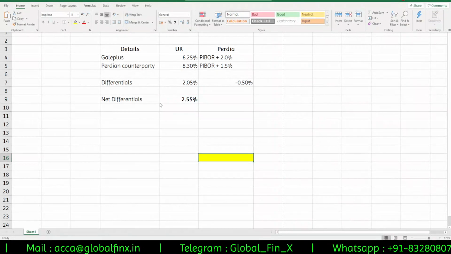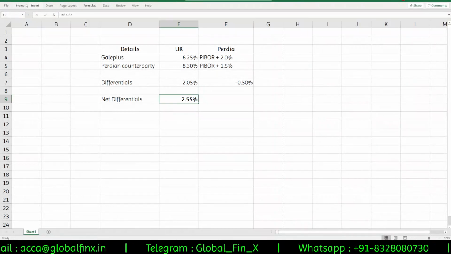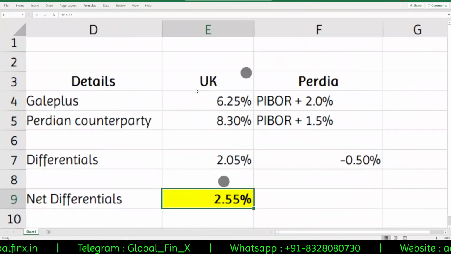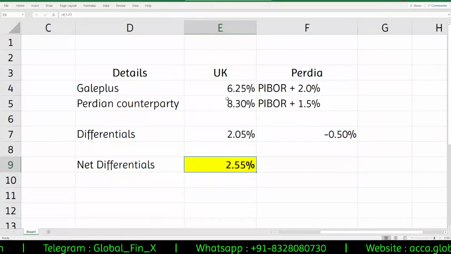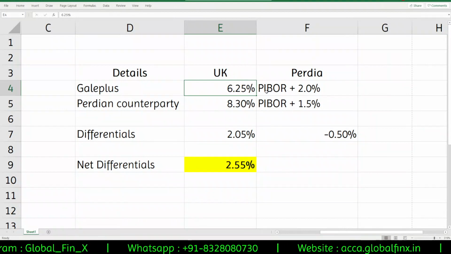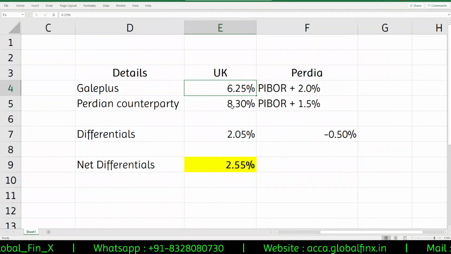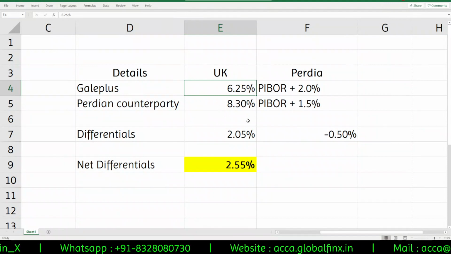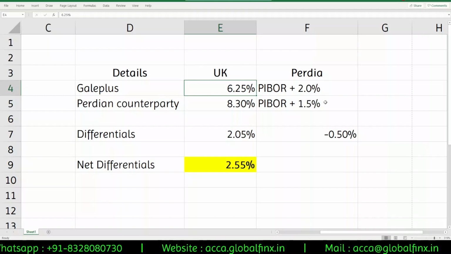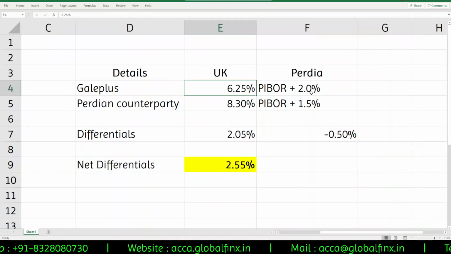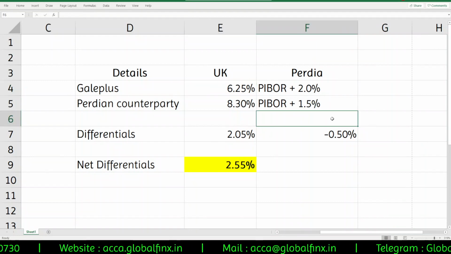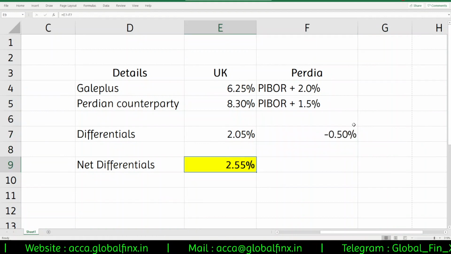If you are worried about how to figure that out, let's use the logic here. See here, the differentials in the fixed rate of interest. If Galeplus is taking in fixed, they are getting it for 6.25 compared to the counterparty's 8.3, which means we are saving how much? 2.05% we are saving there. And since we are taking at the fixed rate here, the counterparty will take it in the floating rate, which is again 0.5% savings there. So here we are saving 2.05, there also we are saving 0.5. So the total we are saving is 2.55%.